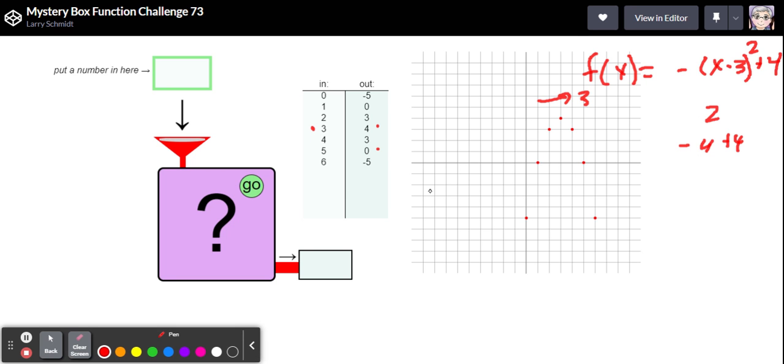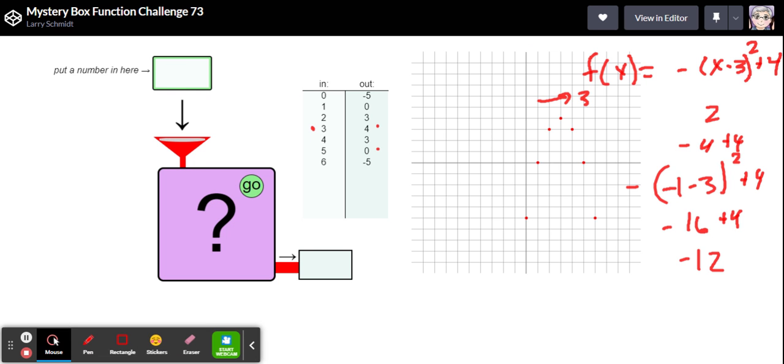So what would we get if we put in a -1? Let's predict. So a -1 minus 3, quantity squared, put a negative sign on it, and then add 4. Okay, -1 minus 3 is -4. Squared is 16, negative sign on it, plus 4. -16 plus 4 would be -12. So if I put in a -1, I should get a -12. Let's see if that pans out. Yeah, there it is. All right, I think we've got this.